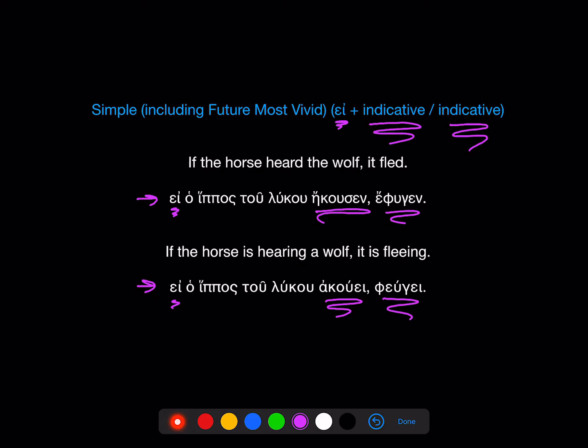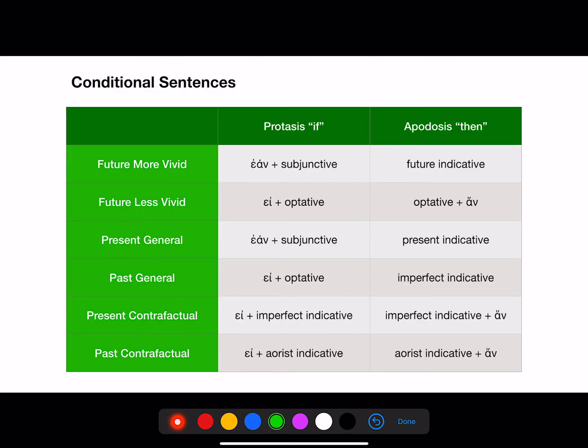So simple conditions are really simple, and they can come again with any tense of the indicative, although usually not the future. If you have a future indicative in both the if clause and the then clause, that's a little strange. It's called a future most vivid, and you see it in things like warnings. It's pretty intense. We're going to look at other ways to make future conditions that aren't quite as emphatic as that.